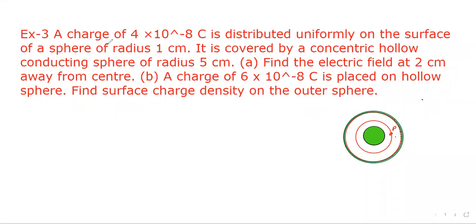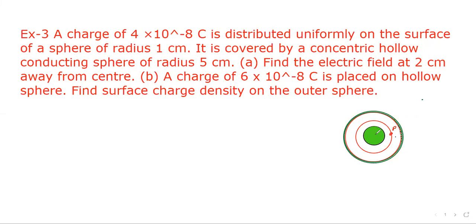Example number 3. A charge of 4 × 10^-8 coulomb is distributed uniformly on the surface of a sphere of radius 1 centimeter. It is covered by a concentric hollow conducting sphere of radius 5 centimeter. Find the electric field at 2 centimeter away from the center. A charge of 6 × 10^-8 coulomb is placed on the hollow sphere. Find the surface charge density on the outer sphere.